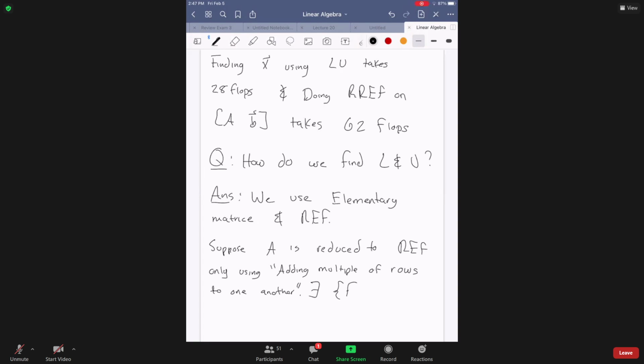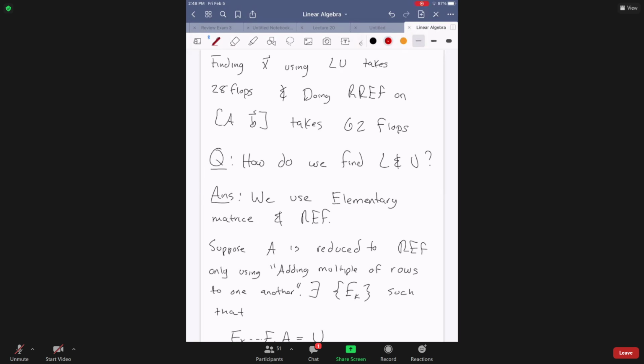And since we have this, there exists a sequence of elementary matrices, say E1 to EK, such that EK all the way to E1 times A is equal to some matrix U. So if you do the REF, remember that immediately gives you an upper triangular, right? Because you get rid of everything below the diagonal. So that gives you the U already. So this is my upper. So the first thing you do is get it to REF, only using multiples of rows added to each other, okay?